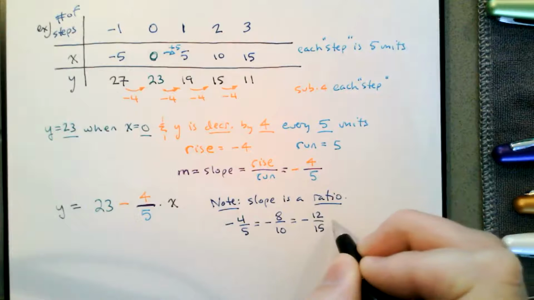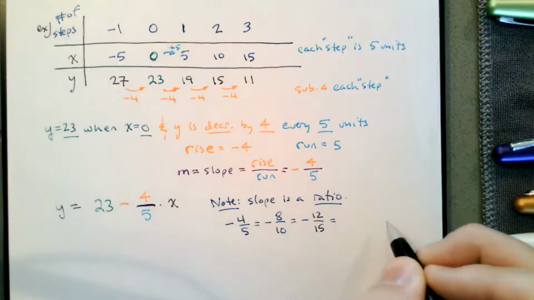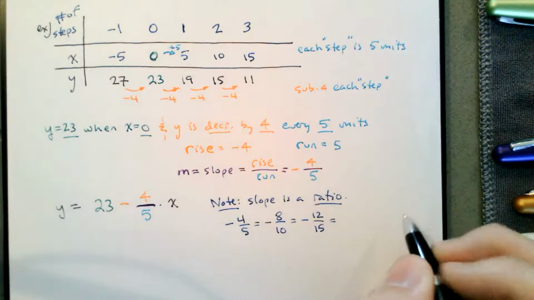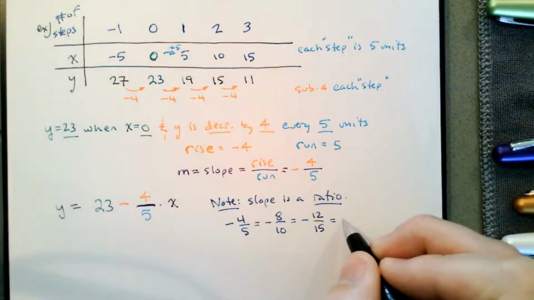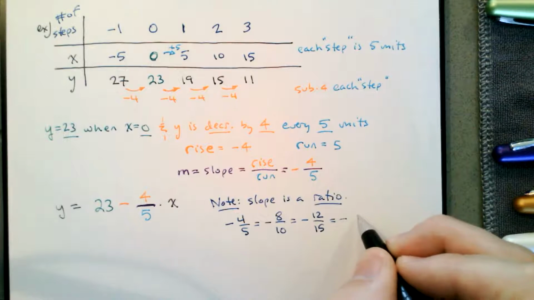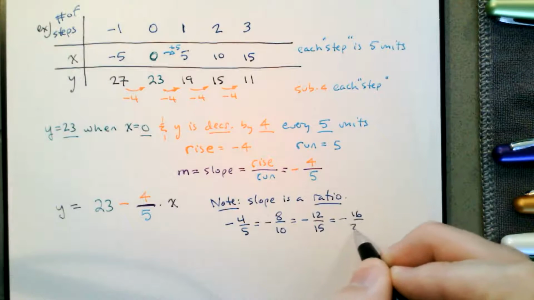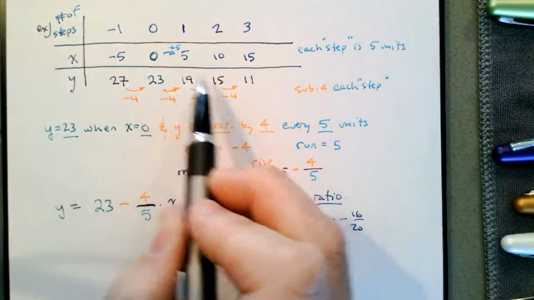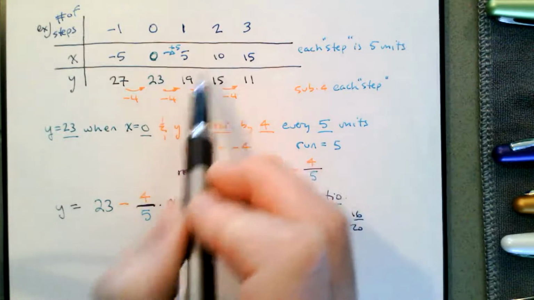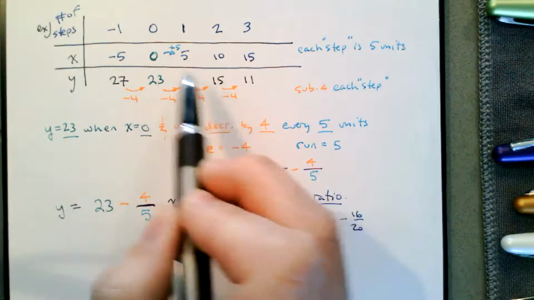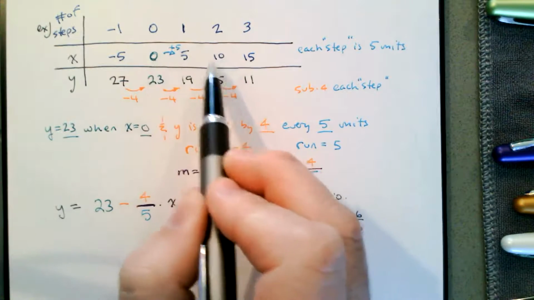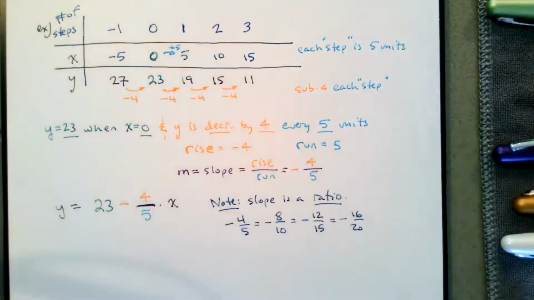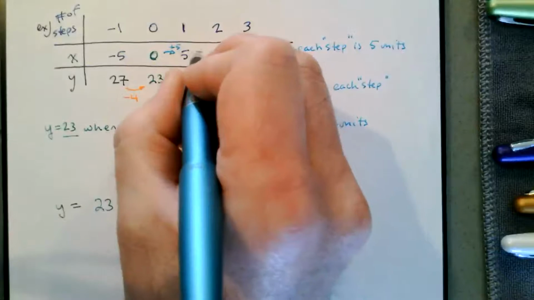Is also -12/15, is also positive 4 over -5. That would look weird. So let's write negative, I'll just go one more, 16 over 20. So -8/10 would be decreasing by 8 every 10 units. And that's exactly what happens. 23 minus 8 is 15, and 0 plus 10 is 10. So slope is a ratio.